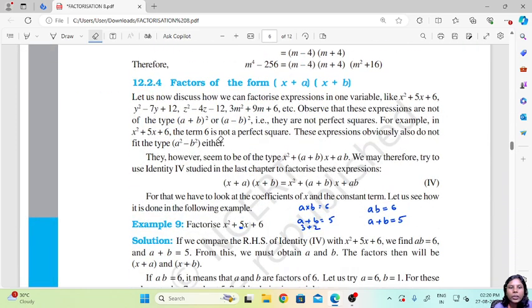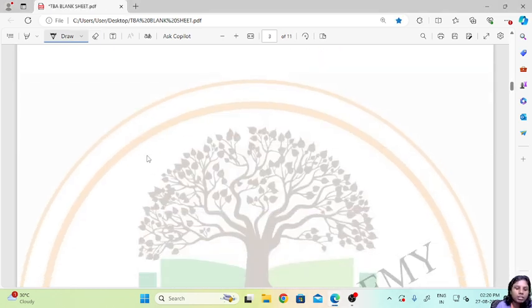Now the next topic is factors of the form. When we say factors of the form, we are talking about two terms, x plus a and x plus b. In this we have the same variable, and we have two constant numbers. So for the first example, let's take x square plus 5x plus 6. In this you have to find what is x plus a and what is x plus b.